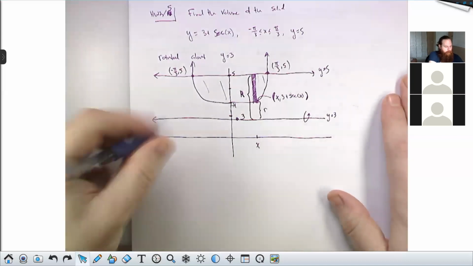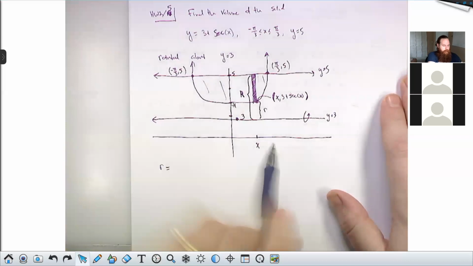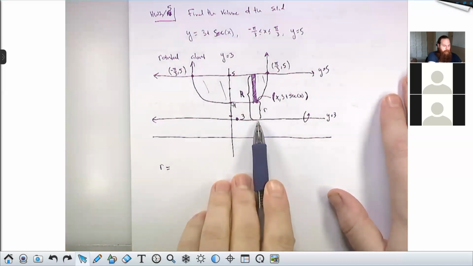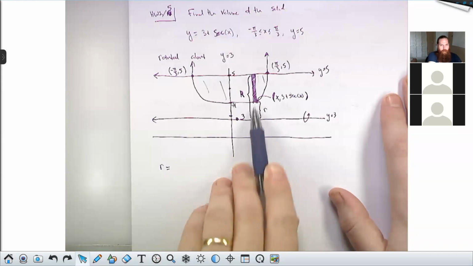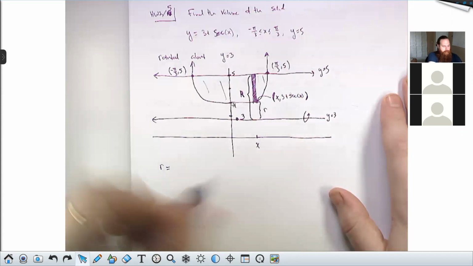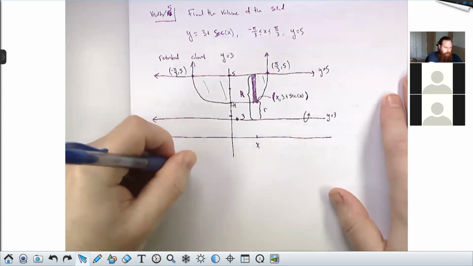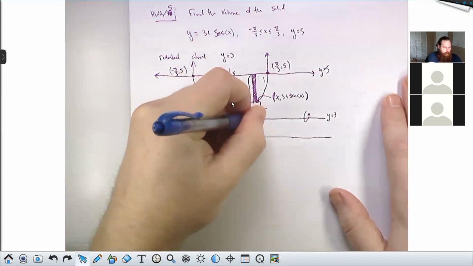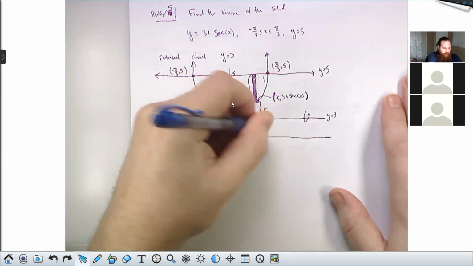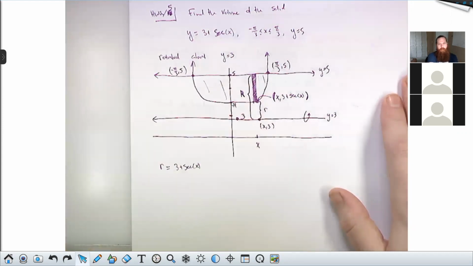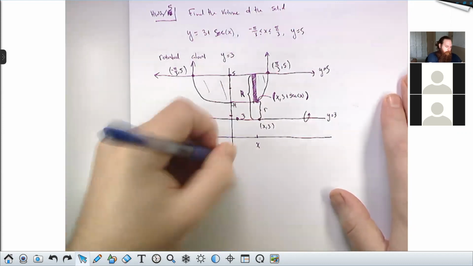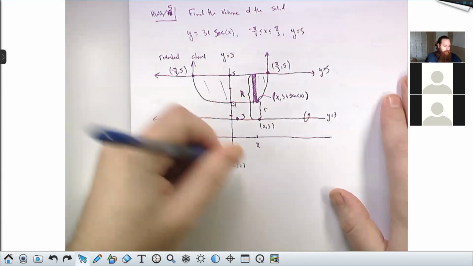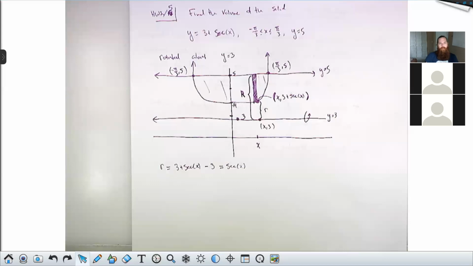So here's how we figure this out. Little r is the vertical distance from here to here. That means I need to take this y value minus this y value. The y value right here is 3 plus secant x. The y value right here, this point is x comma 3. So if I subtract those y values, I get 3 plus secant x minus 3, which is just secant x. Does everybody see how I'm finding the little r?